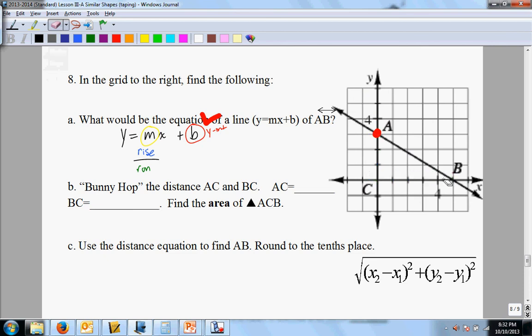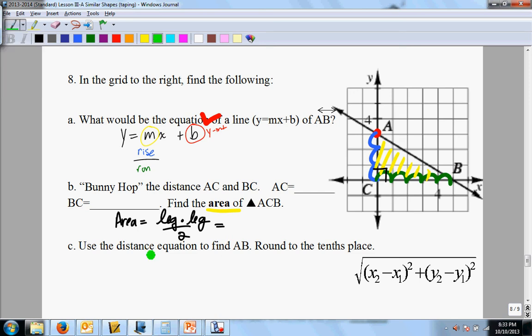This one says bunny hop A to C and C to B. So AC, you simply, again, find the distance, 1, 2, 3. And then BC, you go this way. Then we want to find the area of the triangle. It's a right triangle, so you want to write your equation out for the area of a right triangle, which is leg times leg over 2. Use that information to find your area.